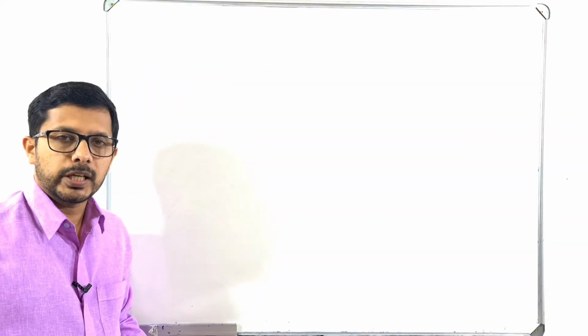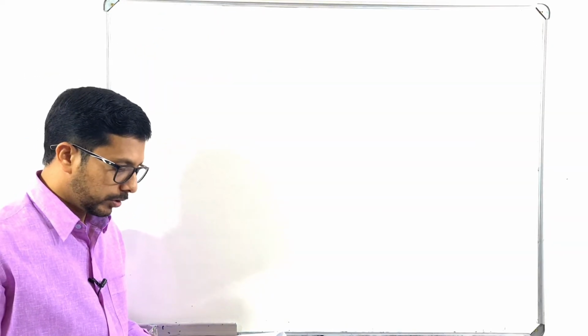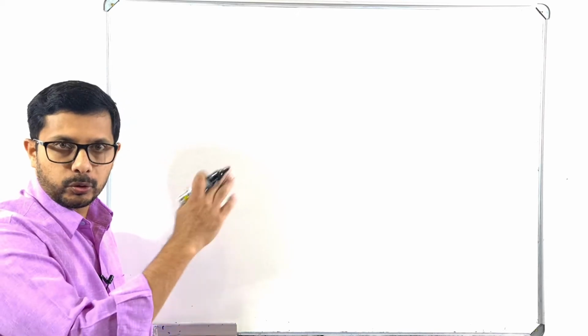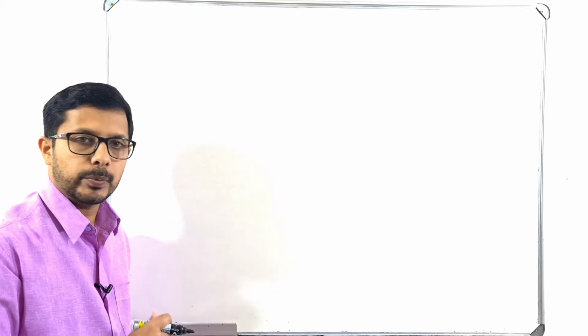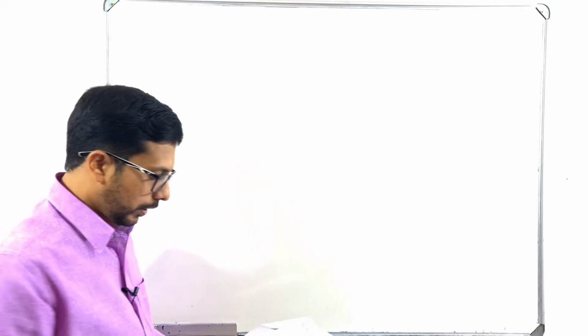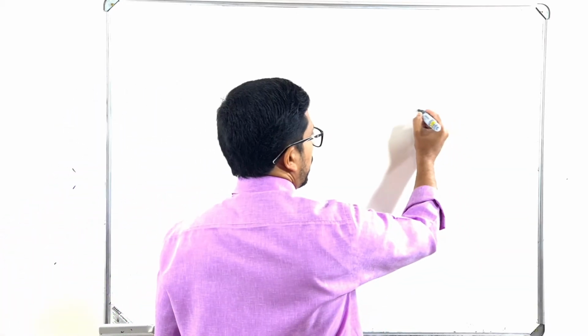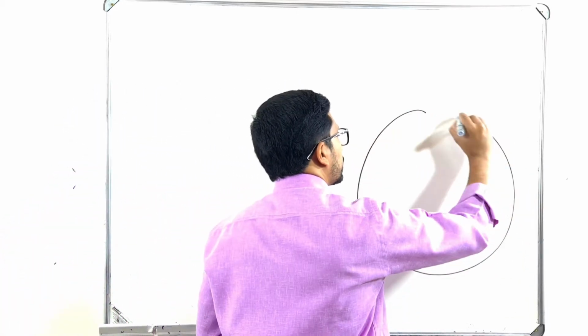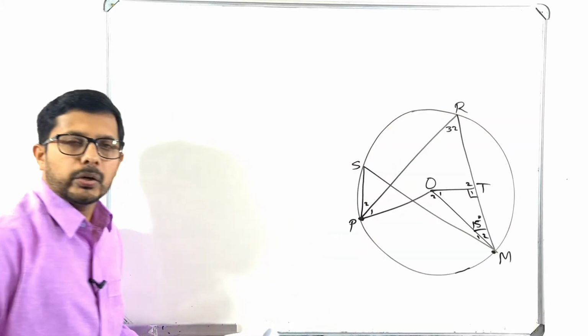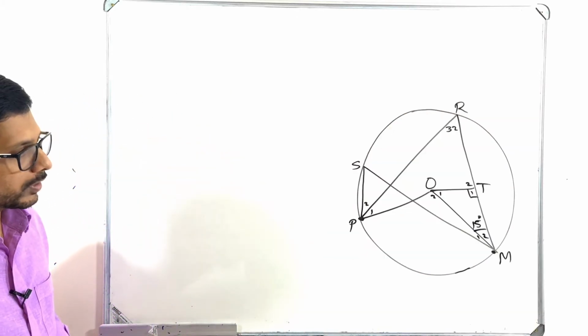Okay, let's move to the next question. So like always, let me draw that diagram first, then after that, based on that one, I will explain. Okay, so there is a circle given like this. I tried to draw a rough sketch there.